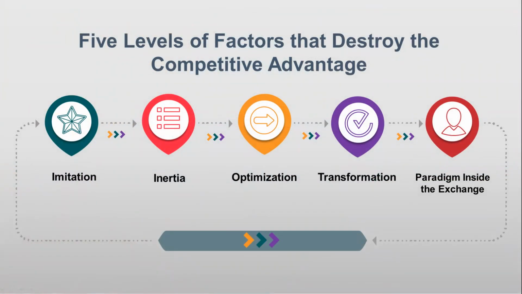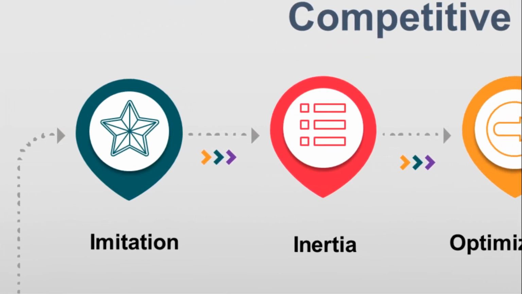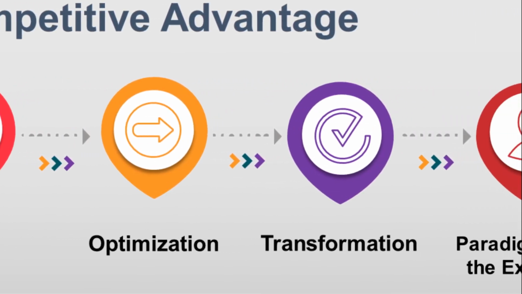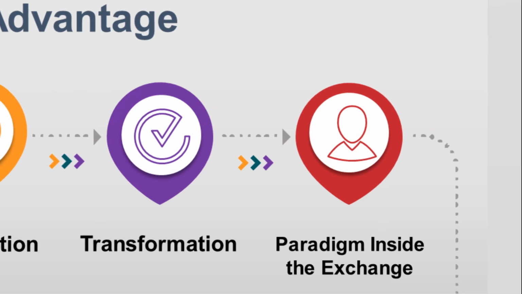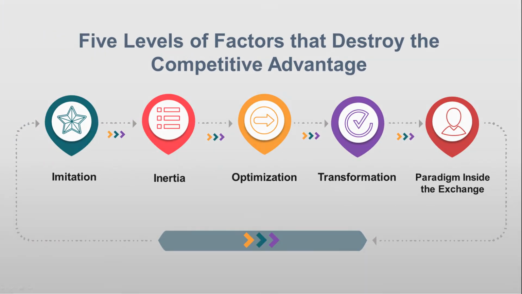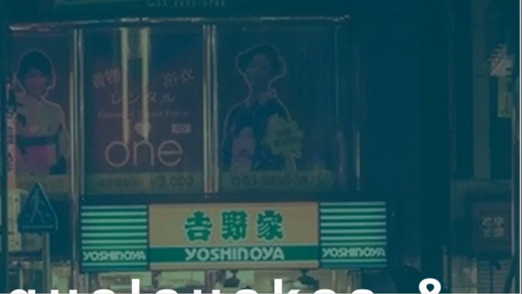Talking about competitive advantage, five levels of factors that destroy the competitive advantage are distinguished. First, imitation. Second, inertia. Third, optimization. Fourth, transformation. And fifth, paradigm exchange. The competitive advantage is destroyed by one of these factors over time.